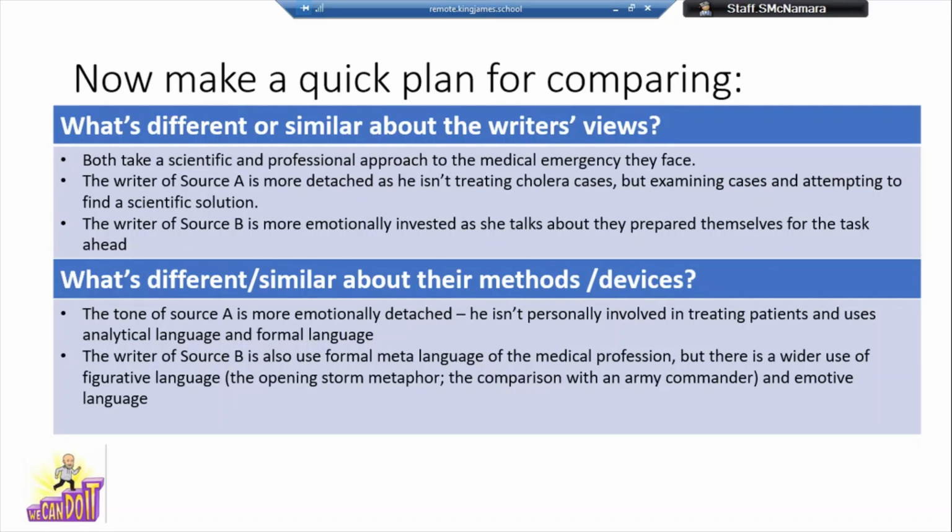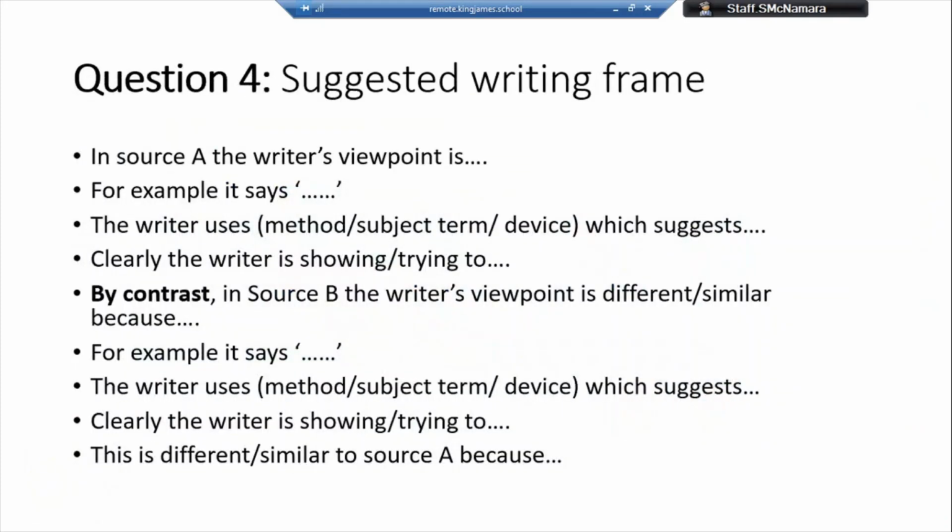The actual techniques: you can talk about the tone of source A, the detachment of it, whereas the tone of source B is much more emotional. We've got the language of the medical profession used in both, but in source B there is a much wider use of figurative language. So there's metaphors, there's a comparison with the army commander, and it's an awful lot more emotional. What you would do, if you were writing a response, is obviously to start with source A, to home in on the point of view of source A and the techniques that are used, and then to bring in comparisons with source B. So there are some starters there that might show you how to structure your response.